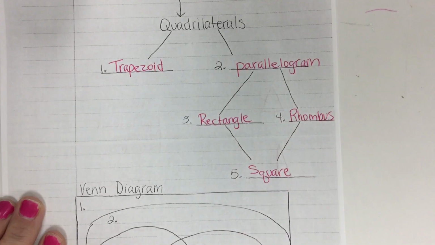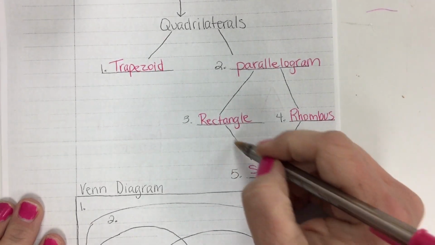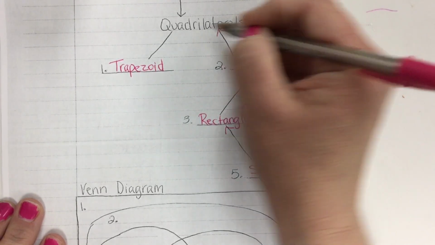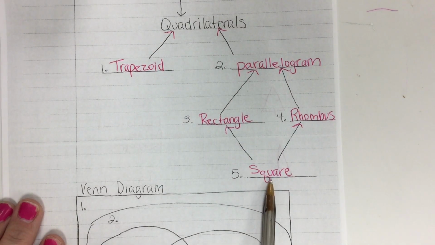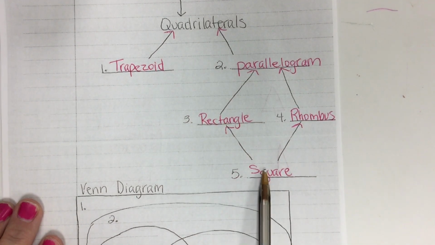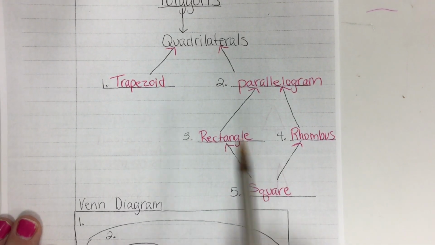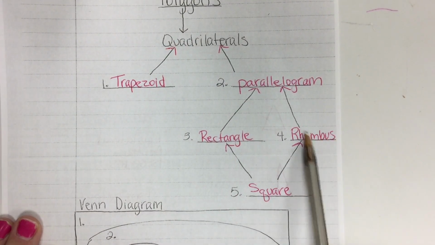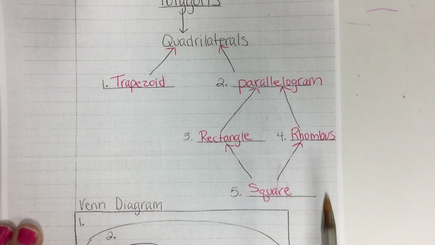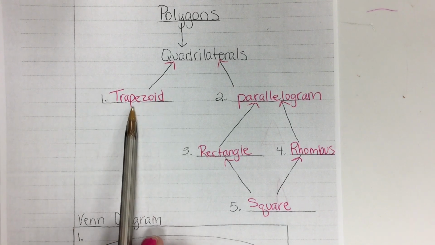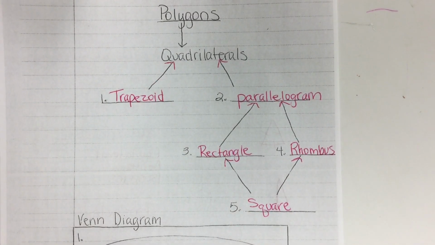So remember, when we read this, we read it going up. A square is a rectangle, a rhombus, a parallelogram, quadrilateral, polygon. And remember, we also said it could be a kite, but I'm not putting it in here. A rectangle is a rectangle, parallelogram, quadrilateral, polygon. A rhombus is a rhombus, parallelogram, quadrilateral, polygon. A parallelogram is a parallelogram, quadrilateral, polygon. A trapezoid is a trapezoid, quadrilateral, polygon. Remember that flow.